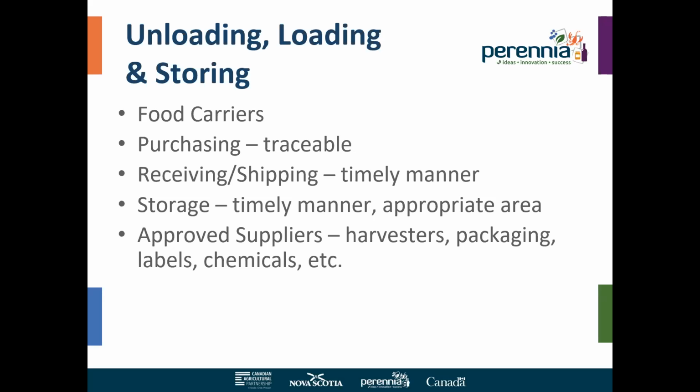Your approved suppliers, so harvesters, are they on your approved list that you're bringing product in from? Let's say you purchase blueberries from a harvester, but you're doing the further processing of them or what have you. Labels, are you doing in-house labels, or are you having your labels printed by a contracted company? Are you receiving and shipping your product in a timely manner?